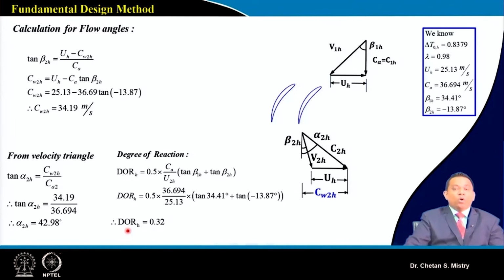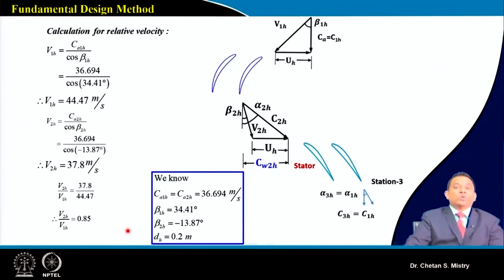Okay, now once this degree of reaction is known to us, we can do the same calculation for our de Haller's number, or relative velocity ratio. If we put this in the formulation, V1H we can write in terms of the cos component, and it says this is coming 44.47 meter per second. In the same way here we can do our calculation at the exit. This V2H is coming as Ca by cos beta, and that's coming to be 37.8.